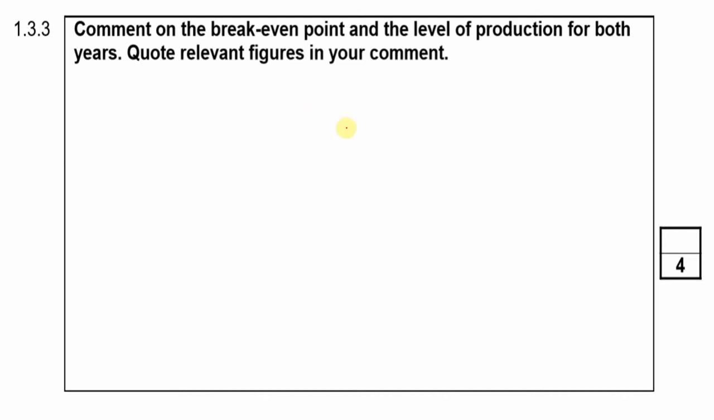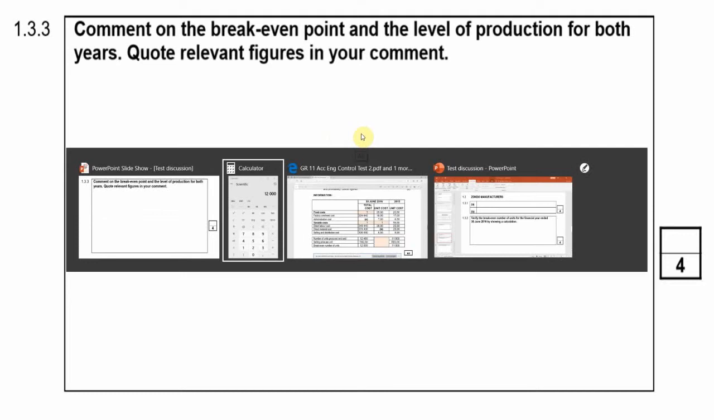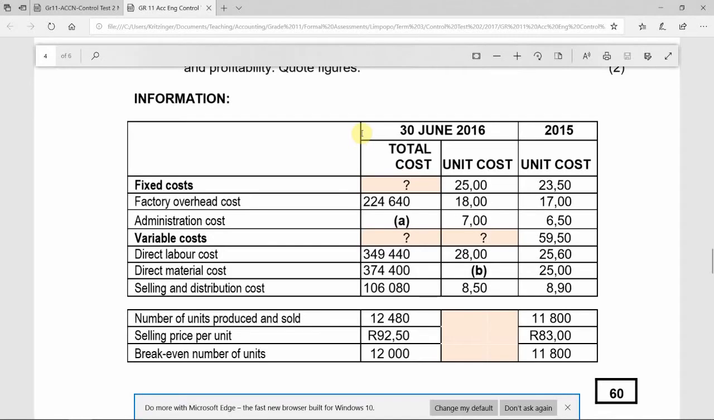So next we now have to comment on the break-even point and the level of production for both years. Quote relevant figures in your comment. Okay, so let's see. In 2015, our break-even units were 11,800. We also in fact produced and sold 11,800 units. So break-even point equals number of units sold. So we did not make a profit, neither did we make a loss.